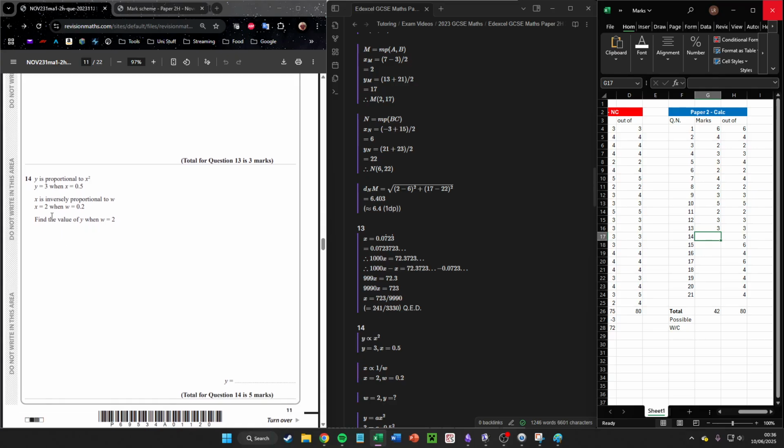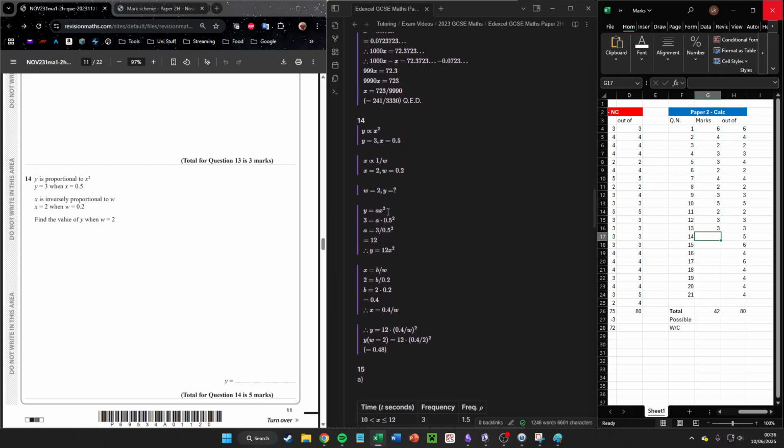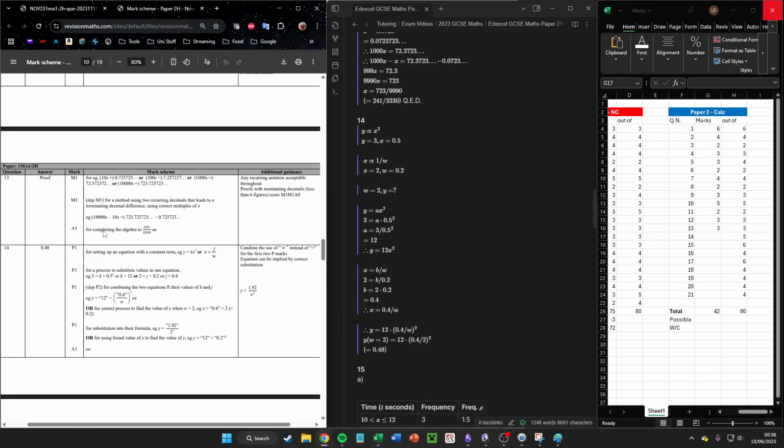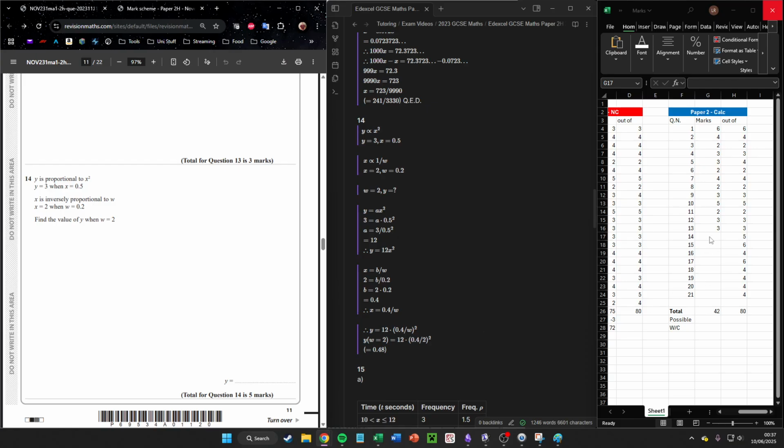Question 14, about proportionality. Don't know why I struggle to say the word proportionality that much, but there we go. So that's working out. Got that y is equal to 0.48 when w equals 2, and that is the correct answer. Set an equation with the constants, which is what I did in both cases. Substituting values, I did that as well. Combining the 2 equations. Where do I do that? Yes, once I found x as this, I then sub into that. Yeah, perfectly fine. Substitution into the formula. Yeah, do it there, and then get the answer, 0.48. So however many marks that is, 5.